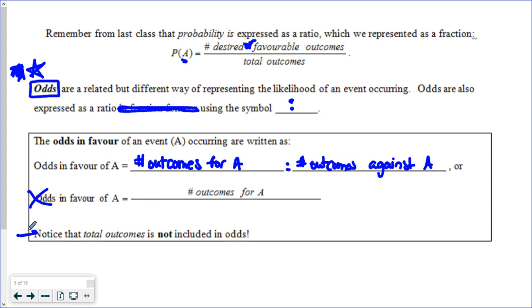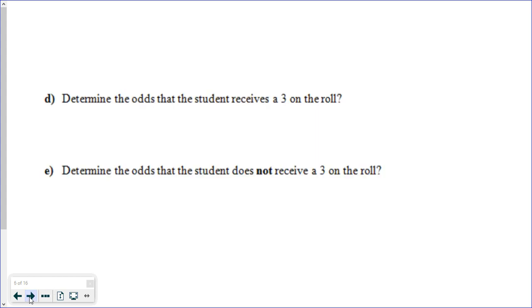So this is the big part. It says, notice that total outcomes is not included in odds. This is a little bit hard to understand written like this, but in probability, it was favorable outcomes divided by total number of outcomes. For odds, we're just looking at outcomes for the event versus outcomes against the event. So up above, question B said, determine the probability that the student receives a roll of 3 on the die.